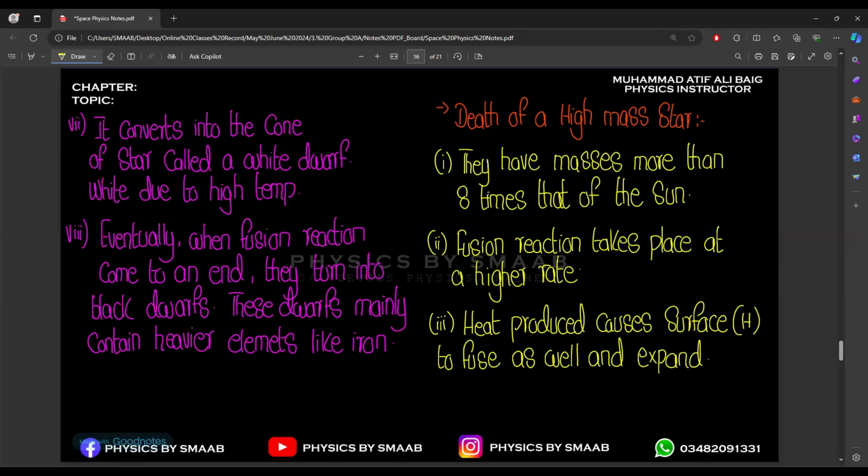The first difference that we observe is that the mass is greater. So due to the greater mass, the fusion reaction takes place at a greater rate. And again, the process is the same. Heat is produced on the surface of the star because of hydrogen, and the hydrogen also starts to fuse on the surface, and it starts to expand just like in the previous concept. And from the center, we know due to high temperature, the core starts to collapse further as compared to the previous stage.